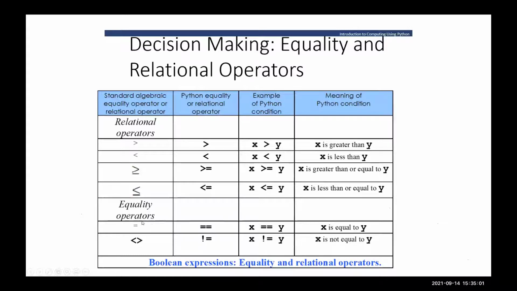And for the equality operators, if I want to say that x is equal to y, I have to put two equal signs, and for not equal, I have to put an exclamation mark and an equal sign. Now the question is, if you did that in your IDLE, what will be the output? Who can share their screen and say 5 greater than 2?